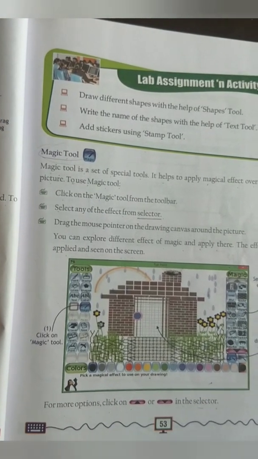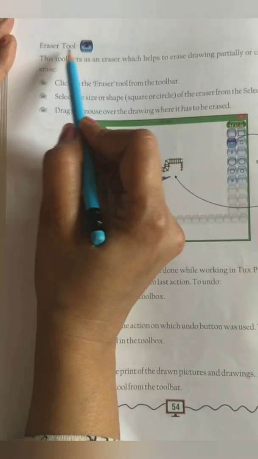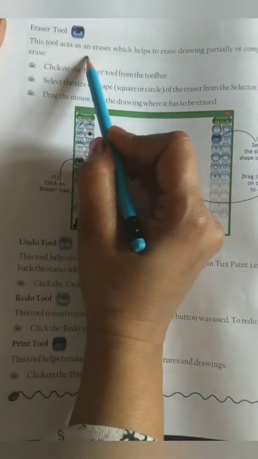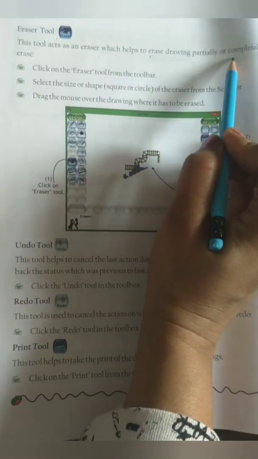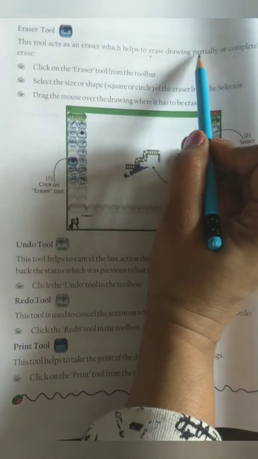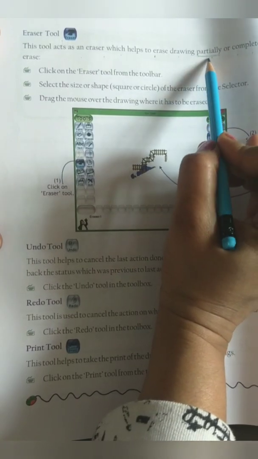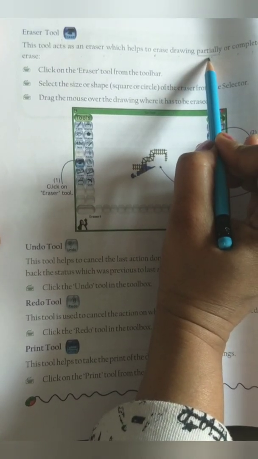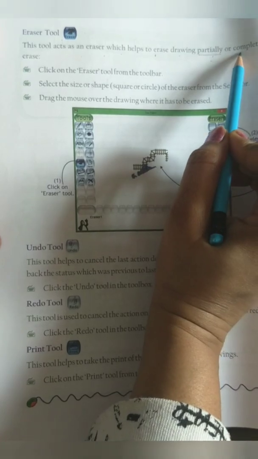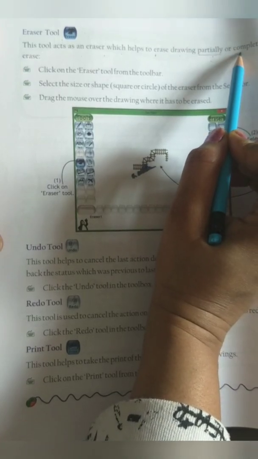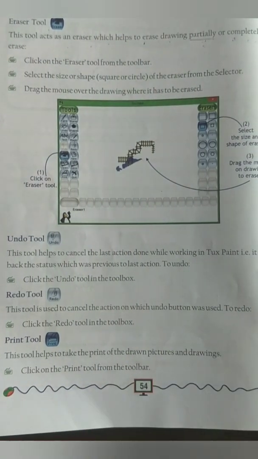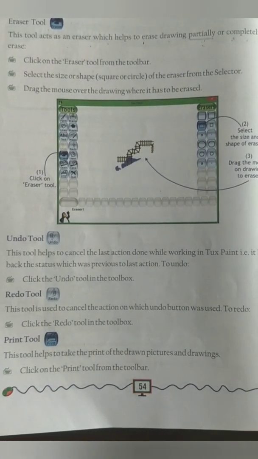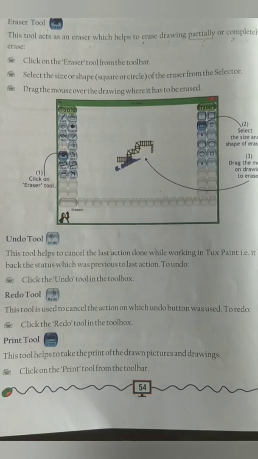Okay children. Now the next one is the eraser tool. This tool acts as an eraser which helps to erase a drawing partially or completely. Partially erasing means to erase a part of the drawing, and completely means to erase the whole drawing. So you can use your eraser tool to erase a drawing partially or completely.